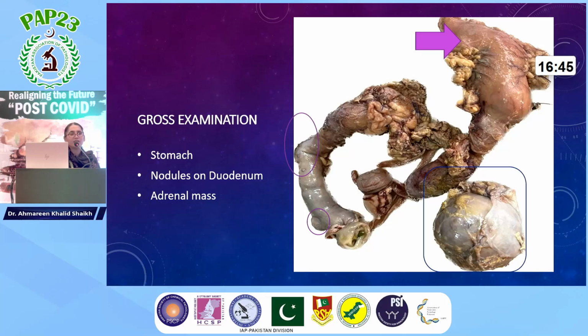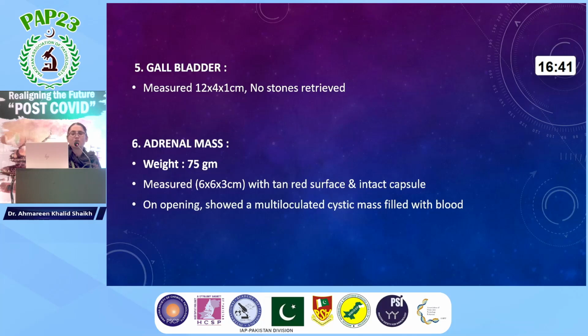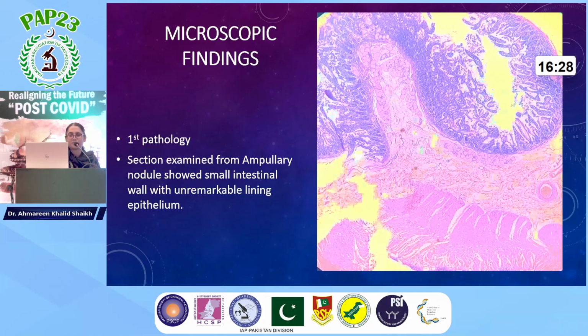The adrenal mass was multilobulated and weighed around 75 grams. The cut section of it was dark red, partially cystic, partially solid. The capsule was intact. It was 6 into 3 centimeters, and there were many areas of hemorrhage.